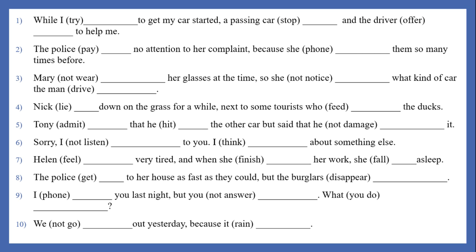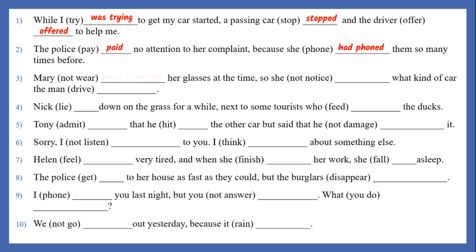Okay, let's start. While I was trying to get my car started, a passing car stopped, that's your main event, and the driver offered, again, your next main event, to help me. Number 2. The police paid no attention to her complaint, your main event, because she had phoned, and phoning happened before this, so we have to use past perfect in here.